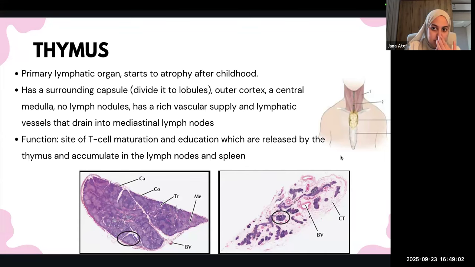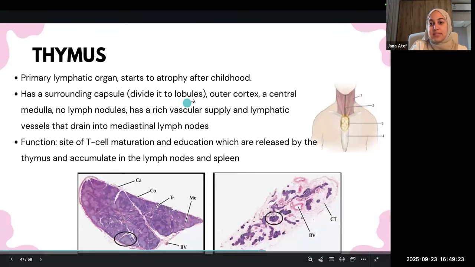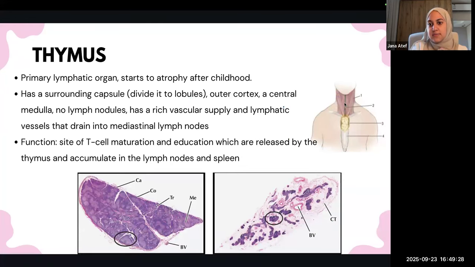How are lobules different from nodules? That's a very good question, okay? Lobules are surrounded by a capsule. Nodules are not. Nodules are sharply defined, but they are not capsulated, okay? If they are capsulated, that means they are a lobule. And lobules are usually bigger; nodules are just like spots in there.